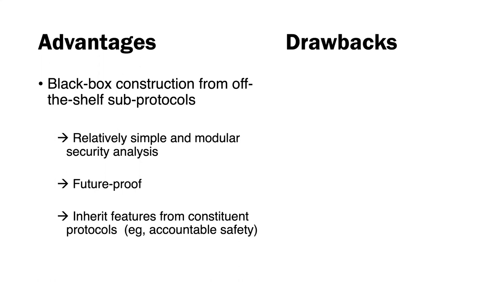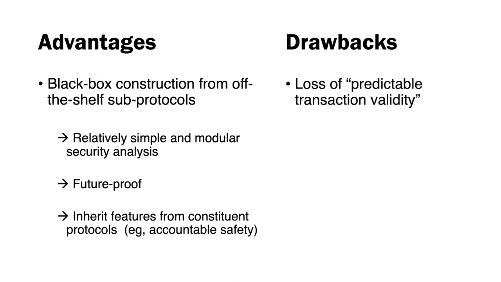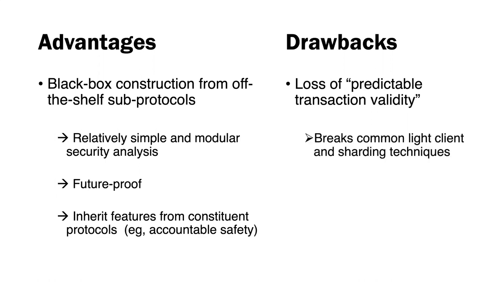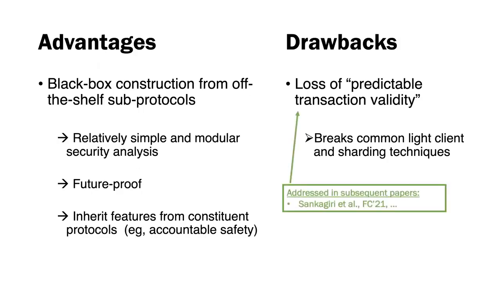A drawback of snap and chat protocols is that participants in the longest chain protocol cannot always determine at the time of block production whether a transaction will ultimately be considered valid and can enter the ledger or not. This interferes with many common approaches to support light clients and sharding, but it has been addressed in subsequent works.